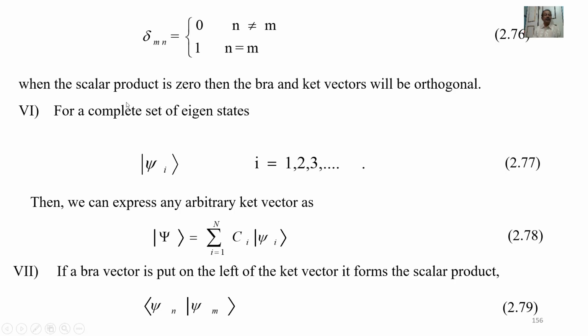For a complete set of eigenstates, ket psi i, bra psi i, where i equals 1, 2, 3 and so on, we can express any ket vector with the expansion theorem. So ket psi is equal to the sum over i equals 1 to n of Ci times ket psi i. If a bra vector is put on the left of the ket vector, it forms a scalar product. So this is nothing but a scalar product.